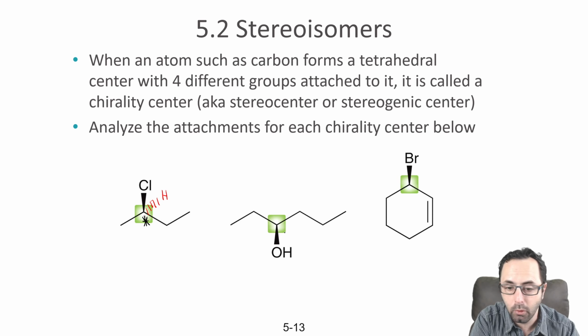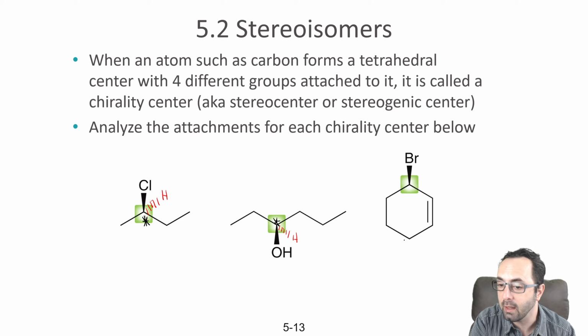Here's another example. Again, there's a hydrogen that's on the dashed line here, and there are 4 different groups attached. The OH, the hydrogen here, then there's an ethyl group with 2 carbons, and then there's a propyl group with 3. So that is 4 different groups, and so this is a chiral carbon right here.